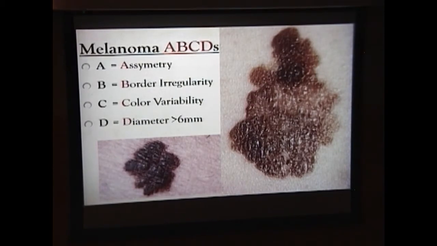So how do we identify iris melanoma? If you remember back to medical school, we had this handy-dandy mnemonic for skin melanoma, the ABCD mnemonic.